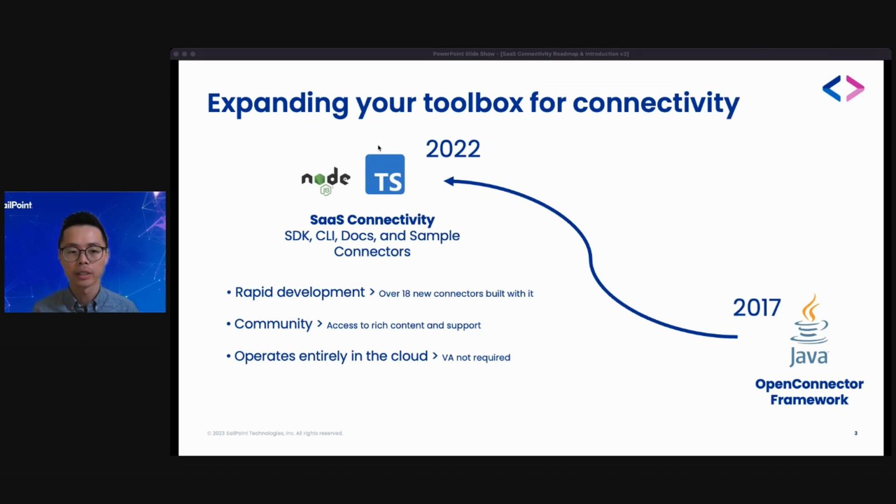So in 2017, we launched a framework called Open Connector. It was based off of Java, but it was a VA-based framework. It had a pretty high learning curve. You needed to know a fairly complex connector contract to implement things, and a lot of connectors that were built on that framework required some level of services engagement. So it was fairly heavy in building out connectors using that framework.